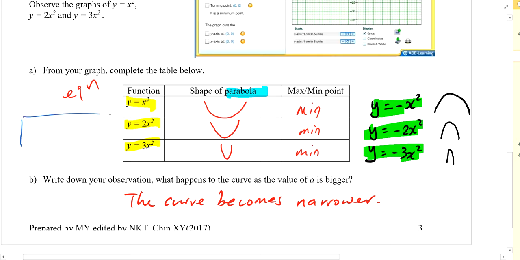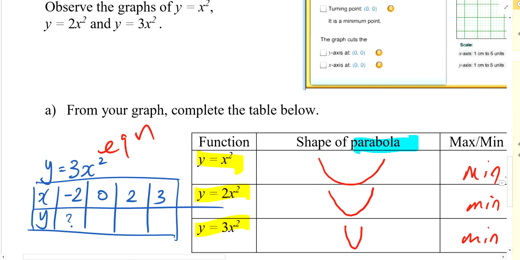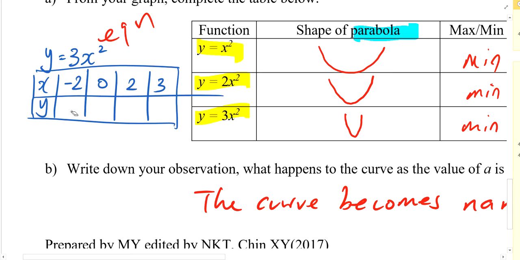If we try to plot a graph of y equals, for example, 3x squared, when x equals negative 2, 0, 2, and 3. Okay, let's choose these numbers. Can you quickly tell me the values for the first one? For when x equals negative 2, what is the value of y? What is the value for y over here? Come on. For the graph of y equals 3x squared. 12. Is it positive or negative?